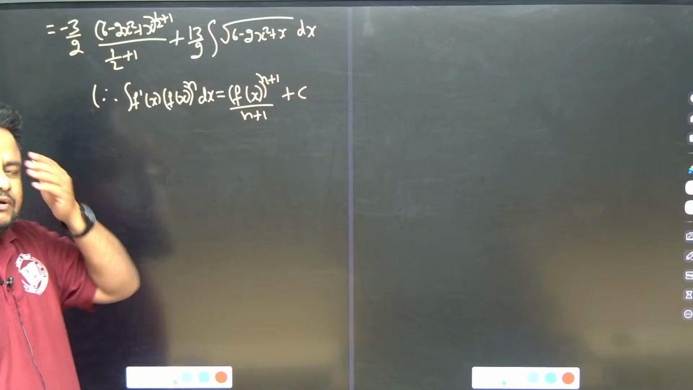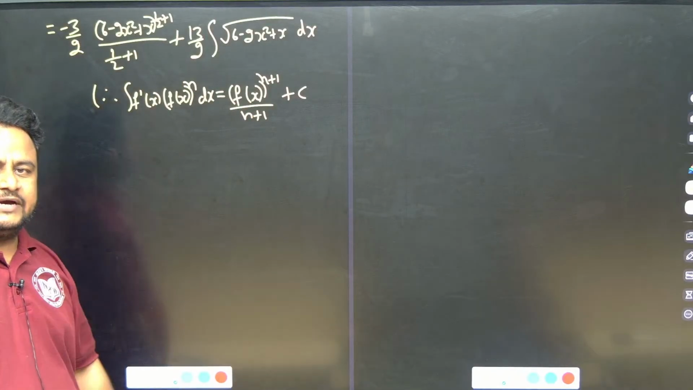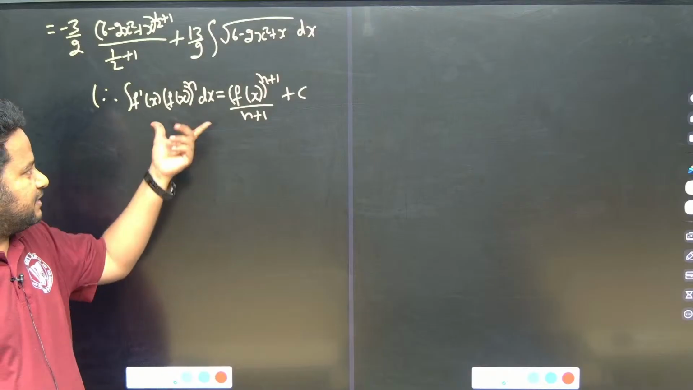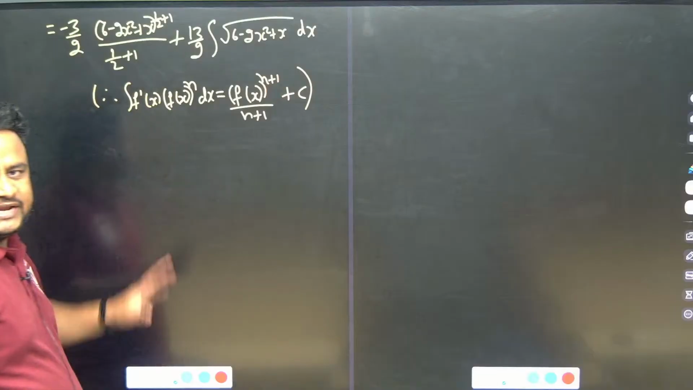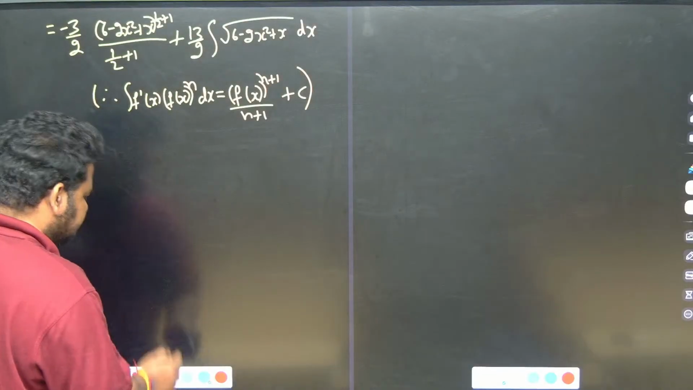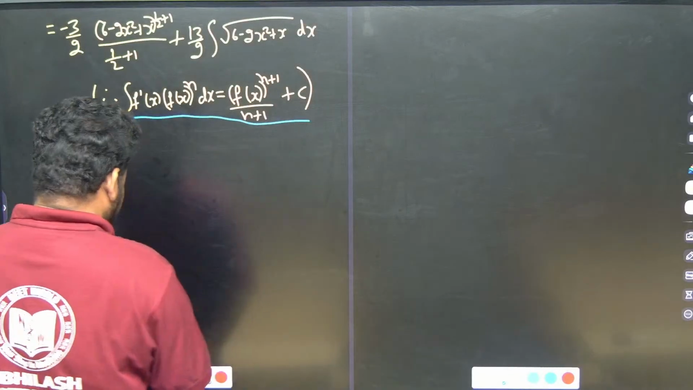Actually square root of x means it is nothing but 2 by 3 into x to the power of 3 by 2. Directly we can write it, but I have written the formula also. That is the reason also here. So this is the reason, you definitely have to write it. Very important to write this reason, friends.